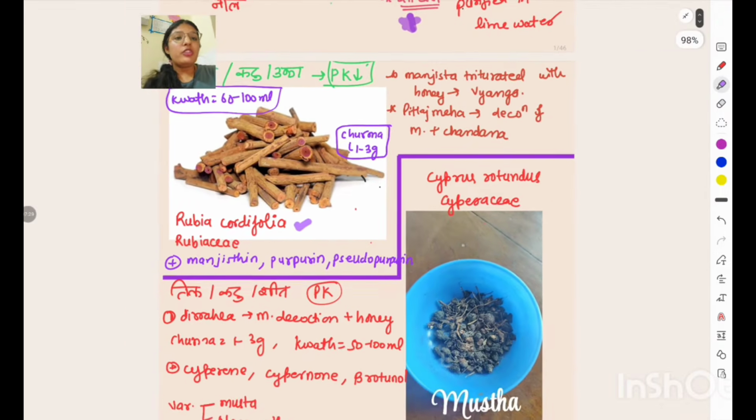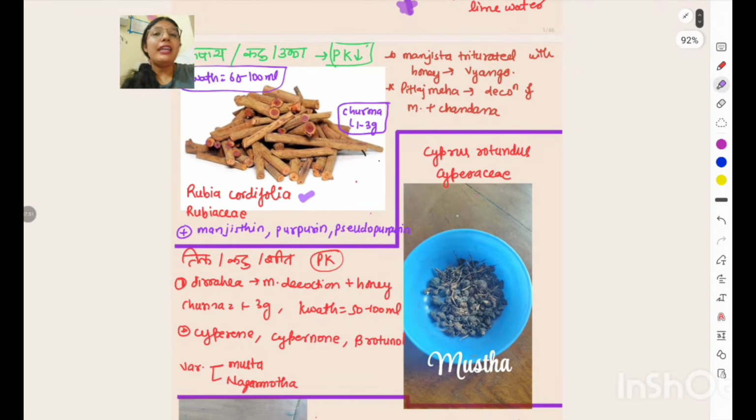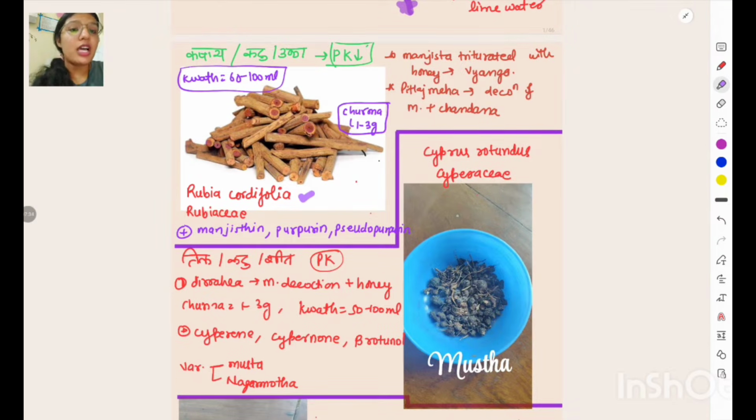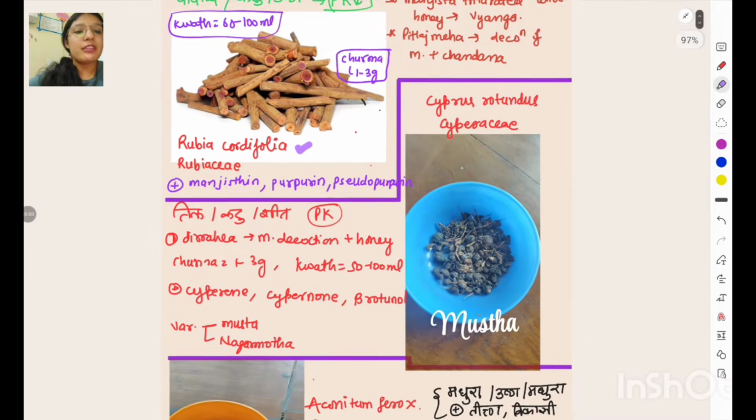So don't confuse between Musta and Manjishta rasa panchaka. Manjishta is your Kashaya rasa, Musta is Tikta rasa, and both have Katu Vipaka, but Manjishta has some Ushna character, that's why its overuse should not be recommended, and its dose is also less, 1 to 3 gram. But your Musta has a dose of 1 to 3 gram as well, and it is Shita Virya, and both are Pitta and Kapha Shamaka.